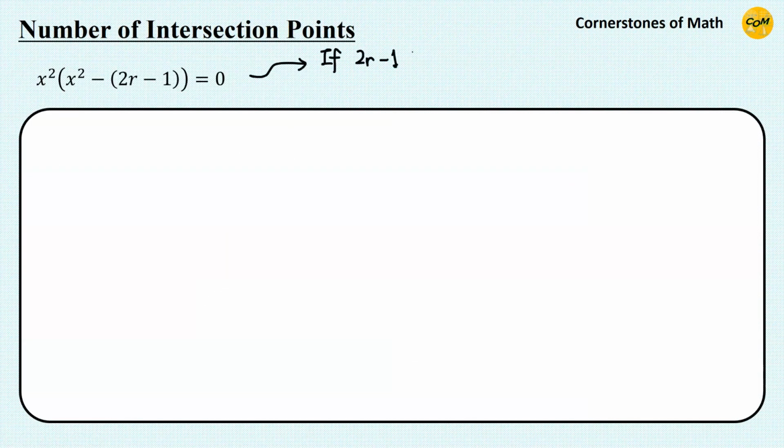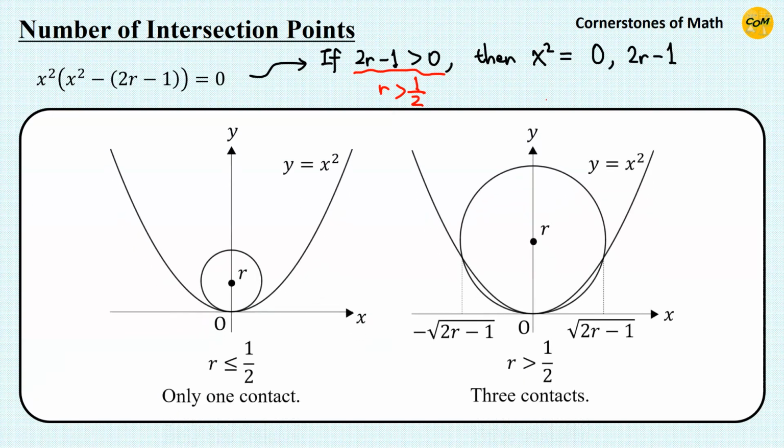Notice that if 2r minus 1 is positive, which means that r is greater than 1/2, then x squared can have two real values, 0 and 2r minus 1. This means that the circle and the parabola can have contact points in addition to x equals 0, here and here, hence not having only one contact, but 3 contacts. Therefore, in order to have only one contact, the radius r must satisfy r is less than or equal to 1/2.